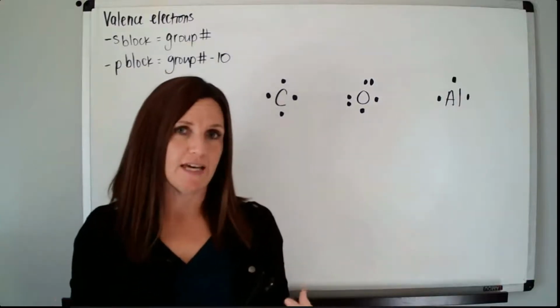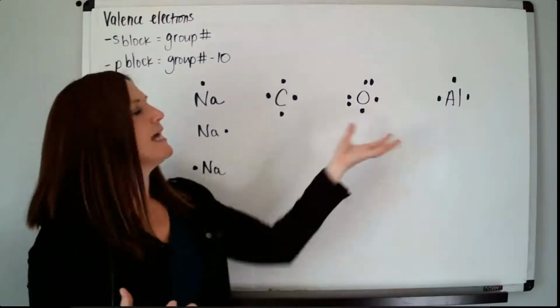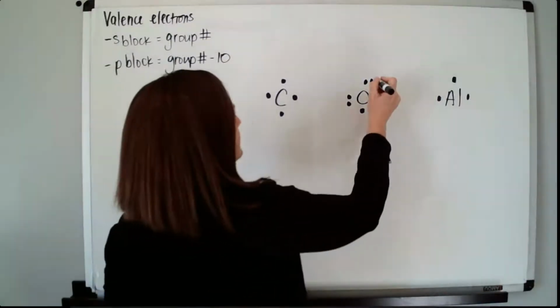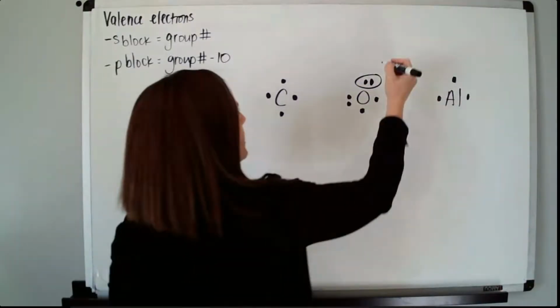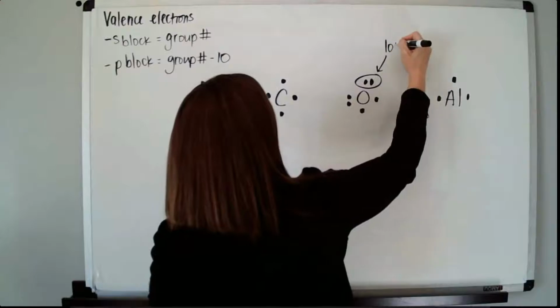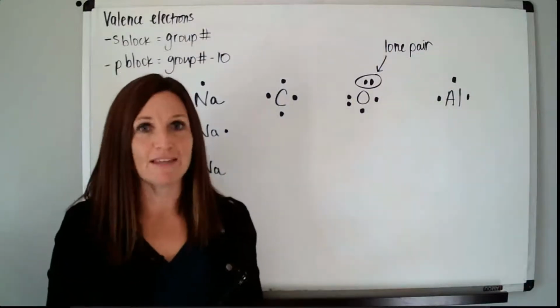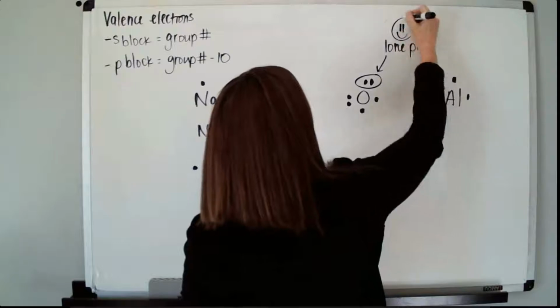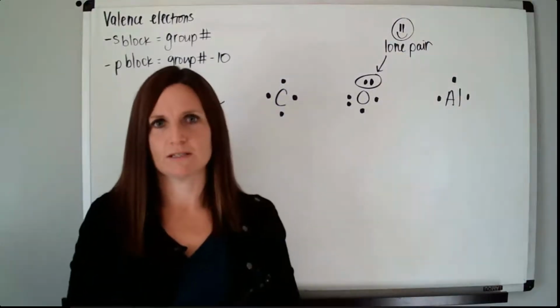Now the next piece of this is that each of these is like a little puzzle piece. Anywhere they have a double dot, we call this a lone pair. And lone pairs, even though they sound like they're alone, are happy. We don't do anything with lone pairs.